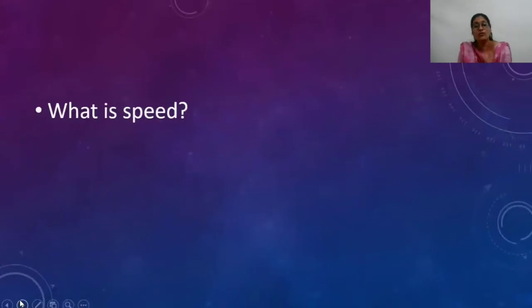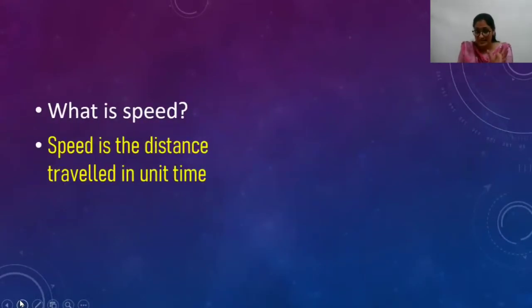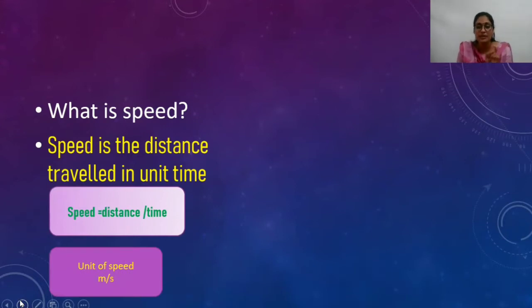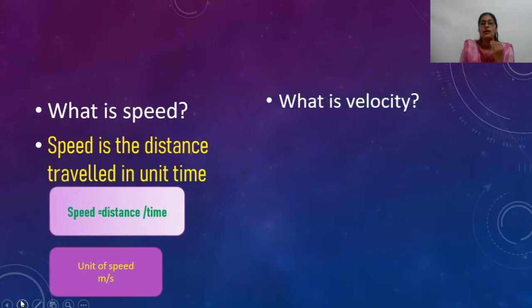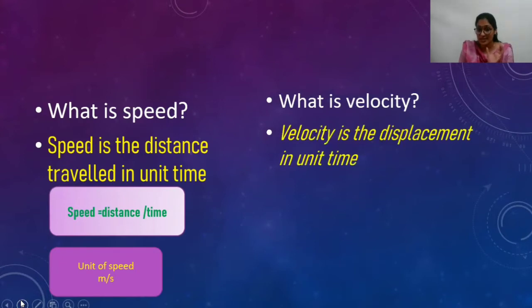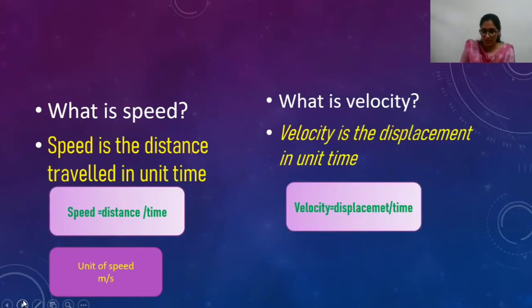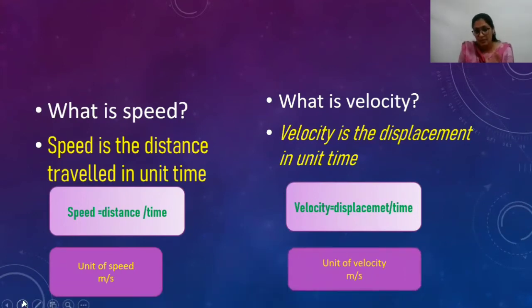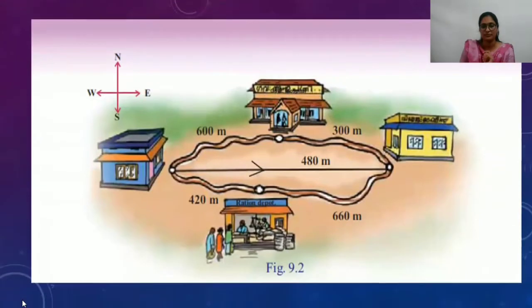Now let's recap. What is speed? Speed is the distance traveled in unit time. The equation of speed is distance divided by time. The unit of speed is meter per second. What is velocity? Velocity is the displacement in unit time. Velocity is equal to displacement divided by time. The unit of velocity is meter per second.